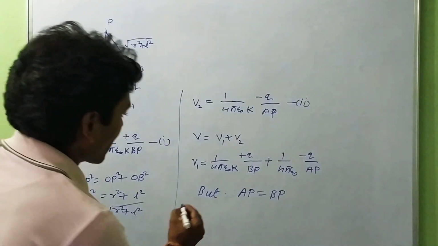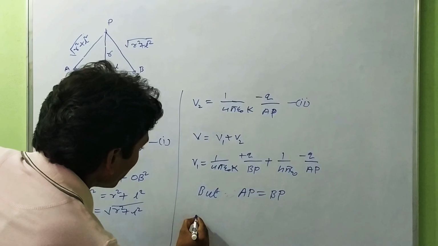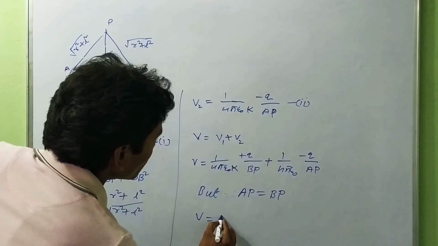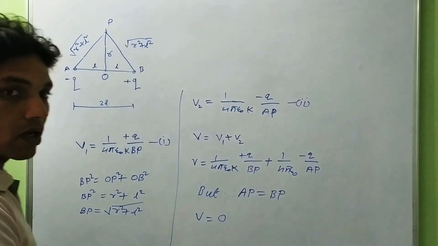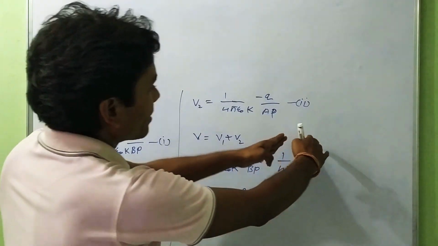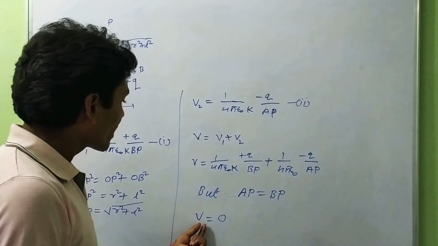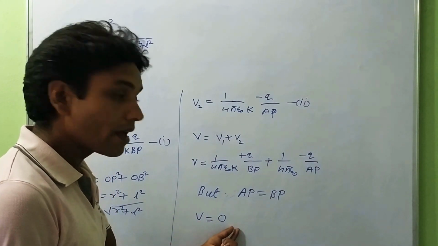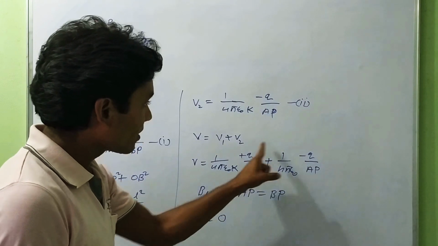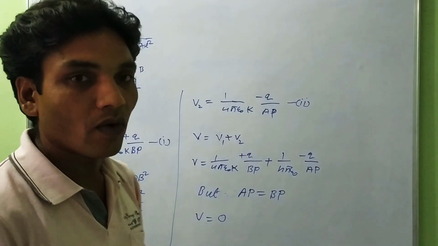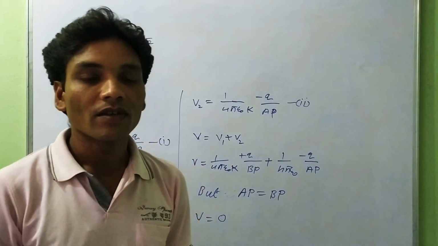Now that's why V will be equal to 0, because this value and this value are equal. That's why total V will be equal to 0. Why? This is a negative sign and this is a positive sign, so V will be equal to 0. Okay, clear? Thanks.